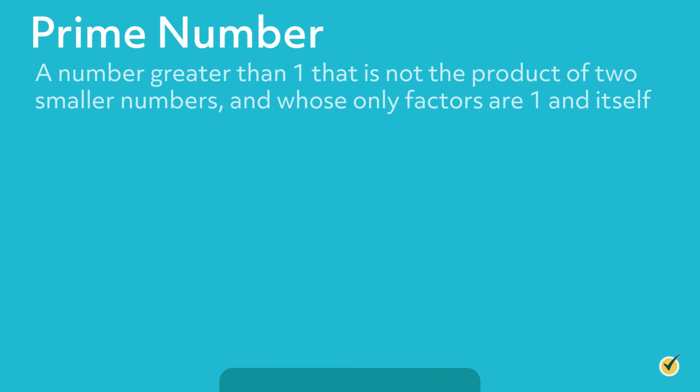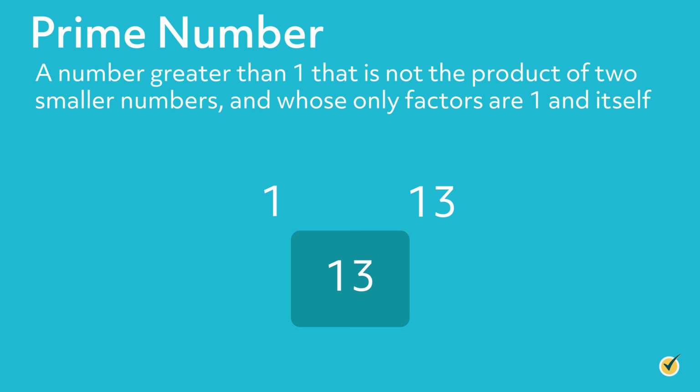A prime number is a number greater than 1 that is not the product of two smaller numbers. The only factors of a prime number are 1 and the number itself. For instance, 13 is a prime number because the only factors of 13 are 1 and 13. In other words, the only way to make a product of 13 is by multiplying 1 times 13.